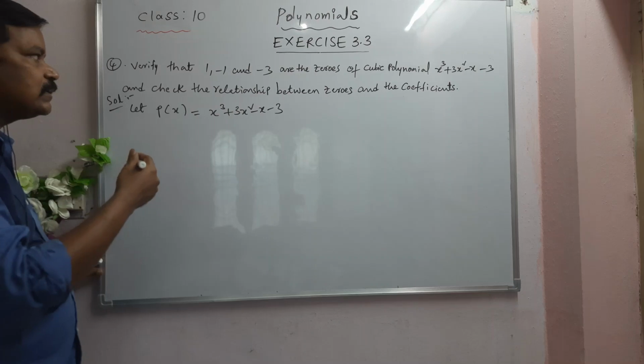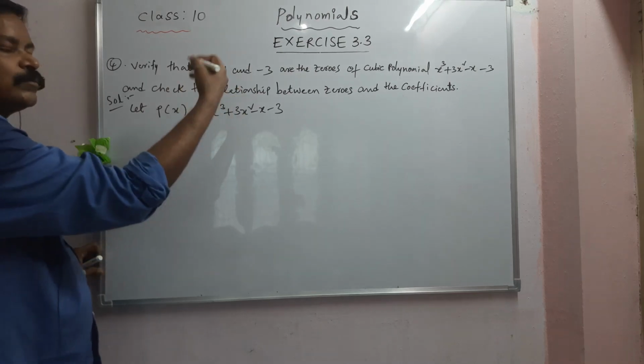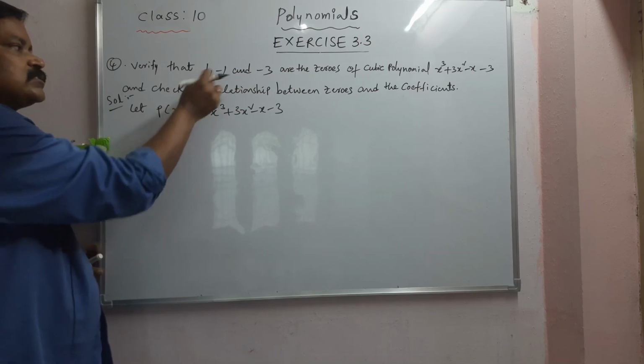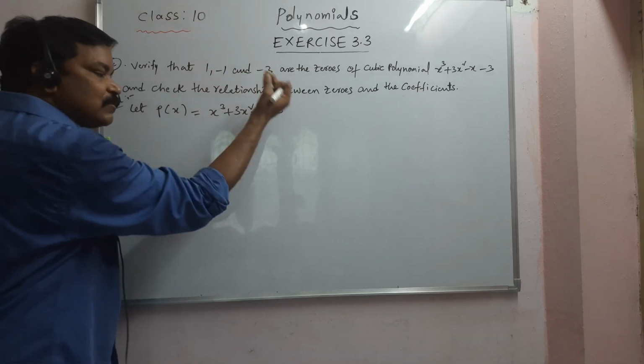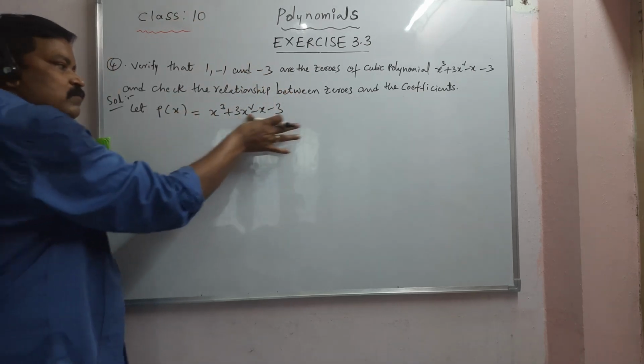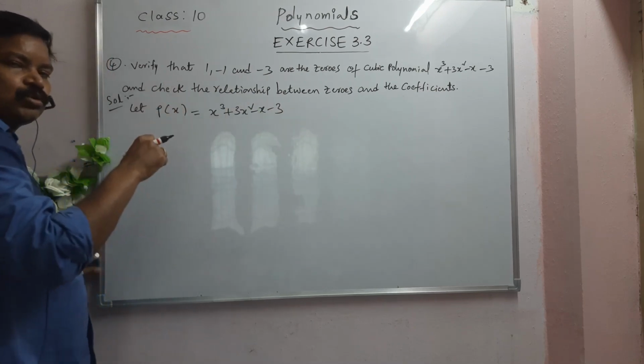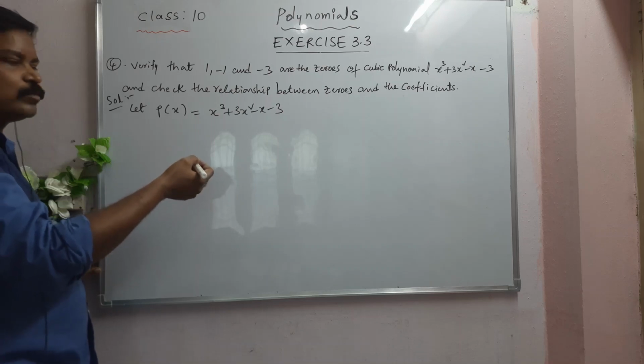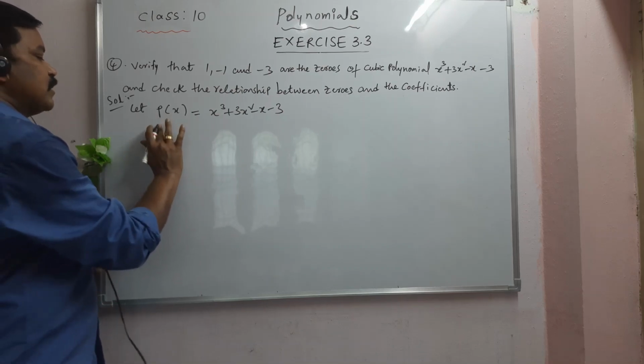How do you verify that 1, -1, and -3 are the zeros? Yes, at x is equal to 1, x is equal to -1, and at x is equal to -3, if the value of this cubic polynomial is 0, then these 3 are called zeros of the cubic polynomial. Okay, that means let us verify now first.